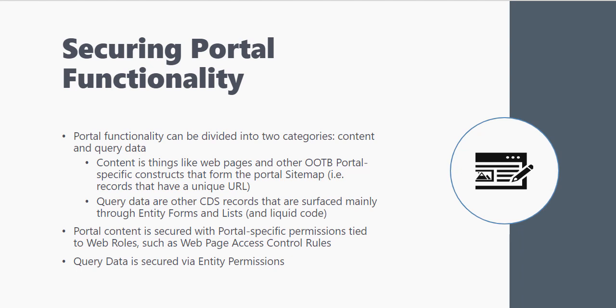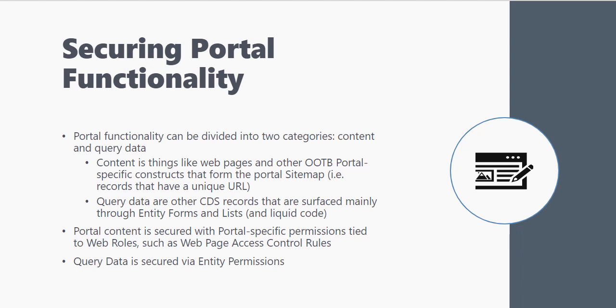Query data, on the other hand, is essentially any kind of data that's being surfaced on the portal via entity forms, entity lists, web forms, or custom code, custom liquid templating that's being used to use FetchXML to query for a set of CDS records and then display them on the portal. So anything else that isn't out-of-the-box portal content would be primarily surfaced through those means and would be secured as query data.